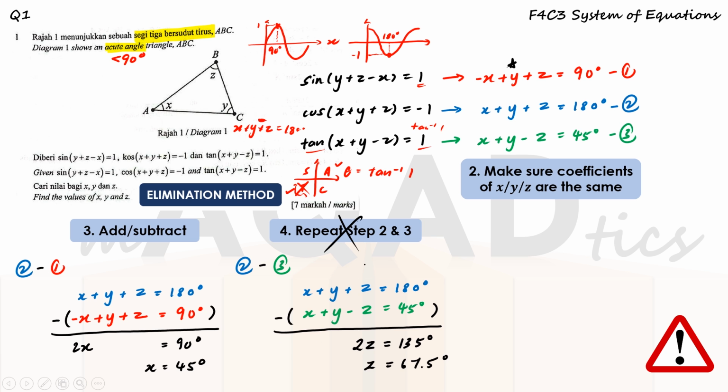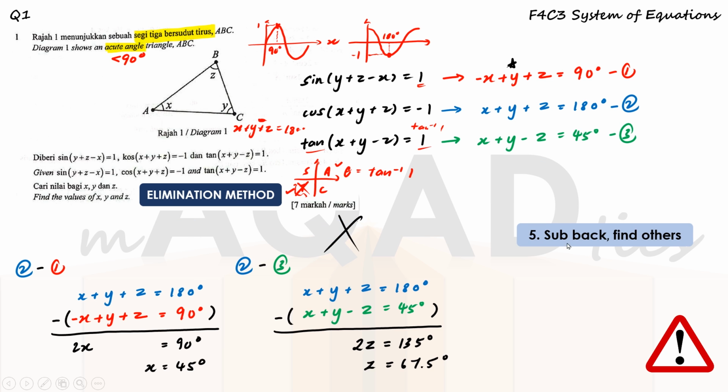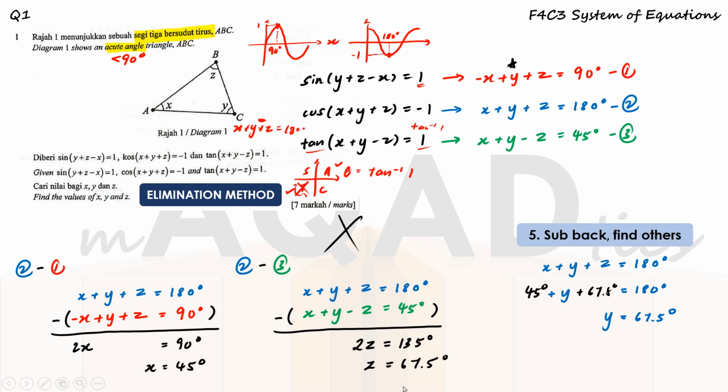Okay, and we can just go to the next step, which is to sub back and find the other unknowns. So this one and this one, I can sub it into the second equation to find the value of y, which is 67.5. And if we double check, these 3 values are all less than 90. Okay, so these would be our answer.